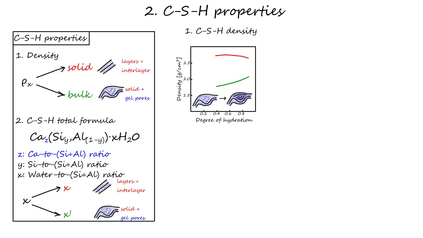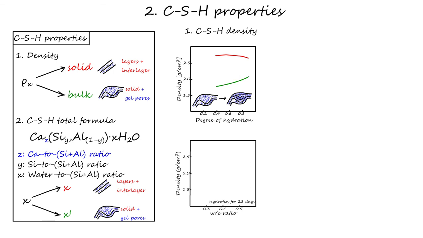This picture offers an alternative explanation for the slight decrease of the solid density, shown in red. The more layers are formed, the higher the average layer stack height becomes. Therefore, the definition of the solid density includes more interlayer water, which has a lower density than the layers and decreases the average density.